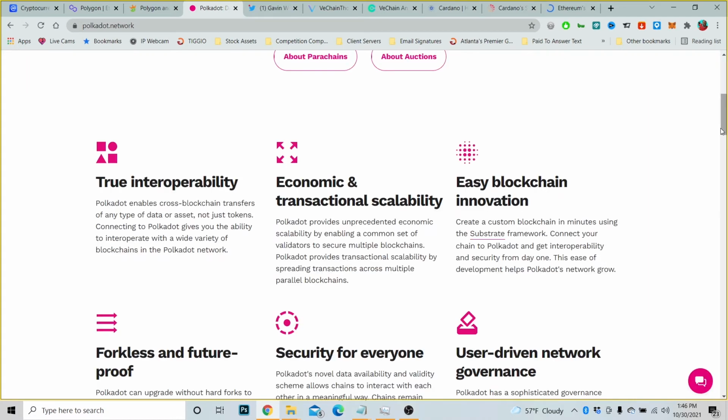True interoperability. Polkadot enables cross blockchain transfers of any type of data or asset, not just tokens. Connecting to Polkadot gives you the ability to interoperate with a wide variety of blockchains in the Polkadot network. So I'm going to leave a link below so you can read more on your own about Polkadot and why this may be something for you.